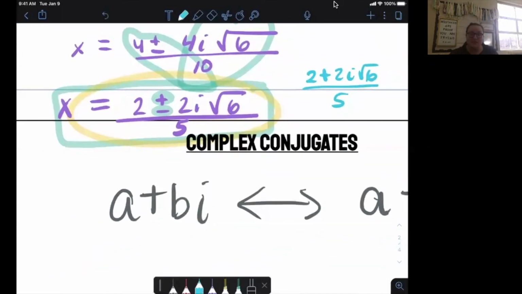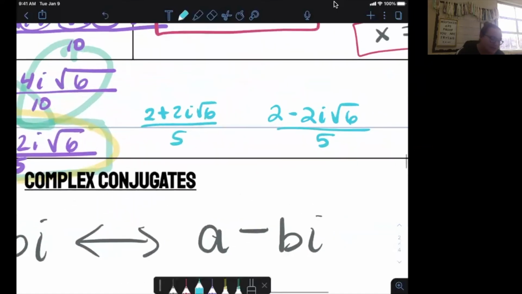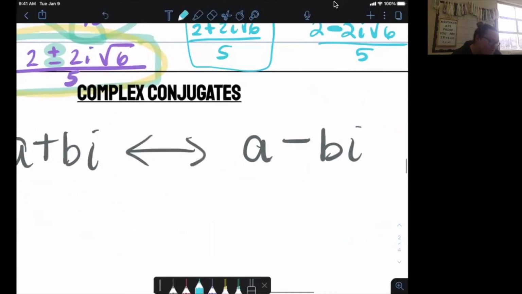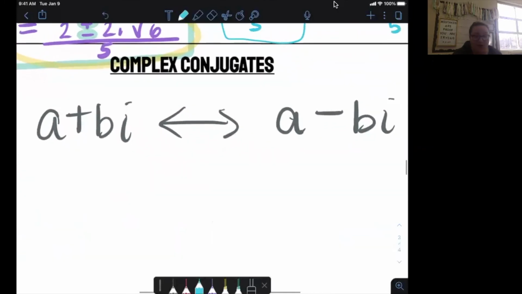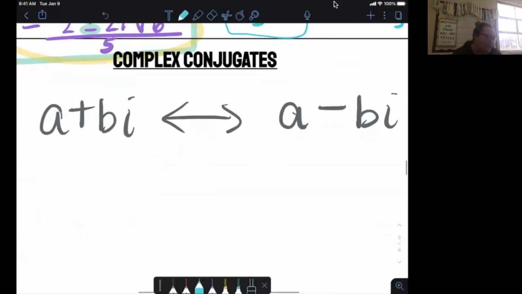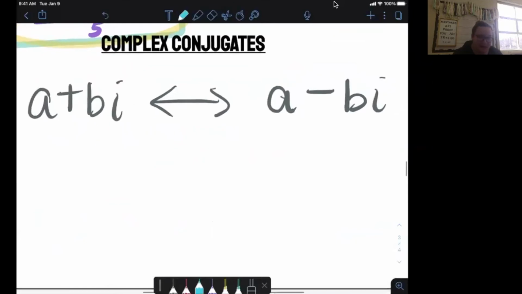But if we didn't have the quadratic formula and I just said, here's one of our solutions, what's the other one? You would be able to tell me that it would be 2 minus, because we know when we take the square roots of things, we get plus or minus. We get 2 answers, 2 solutions. So that's where complex conjugates come from. If you have a plus bi, you know that you have a minus bi.